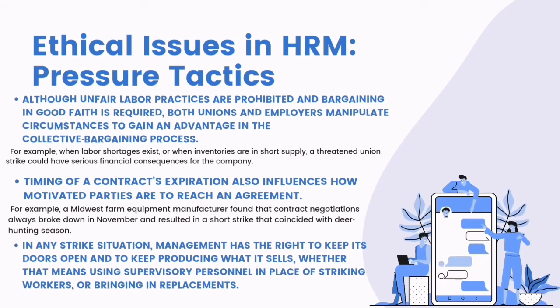The timing of a contract's expiration also influences how motivated parties are to reach an agreement. For example, a Midwest farm equipment manufacturer found that contract negotiations always broke down in November and resulted in a short strike that coincided with deer hunting season. In any strike situation, management has the right to keep its doors open and to keep producing what it sells, whether that means using supervisory personnel in place of striking workers or bringing in replacements.